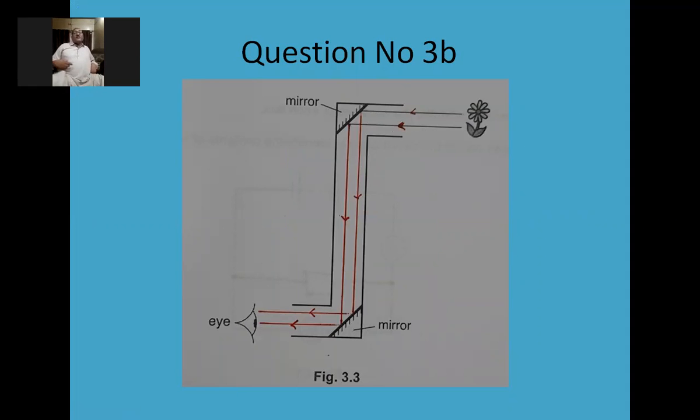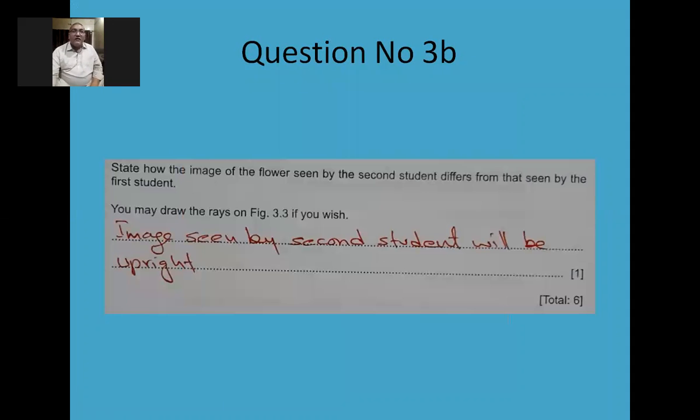So the student will see an upright image, whereas in the first image which you saw, the image was upside down. So that's the main difference. The image seen by the second student will be upright.